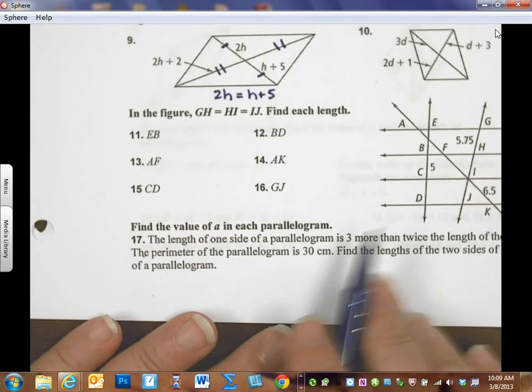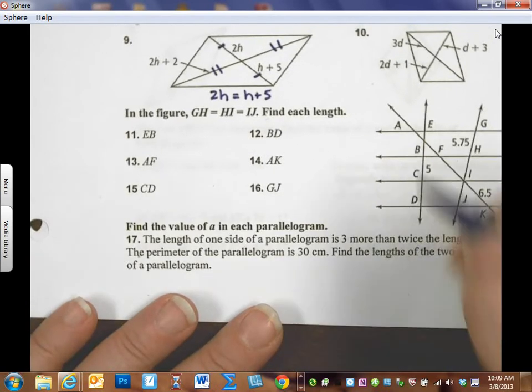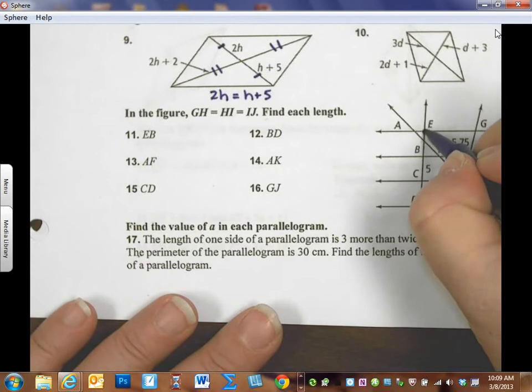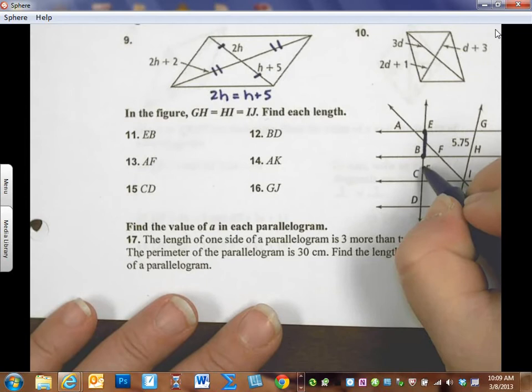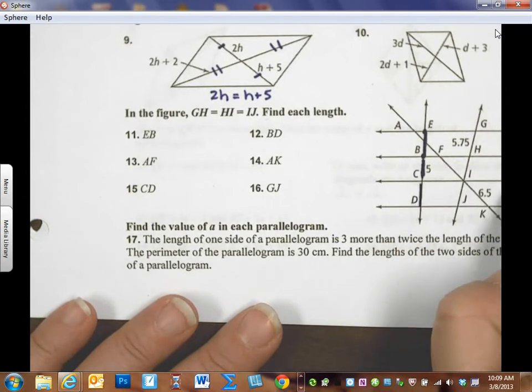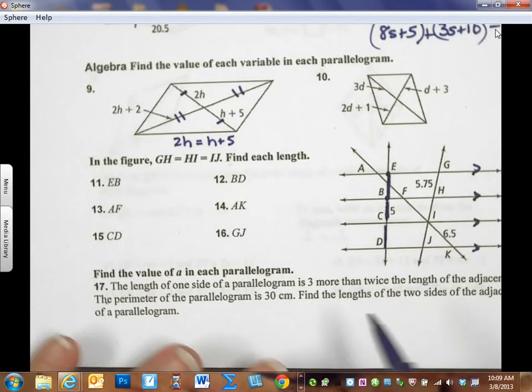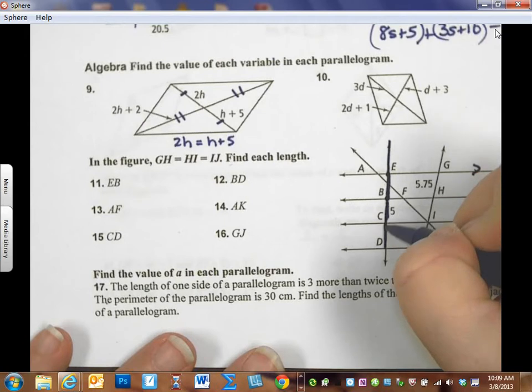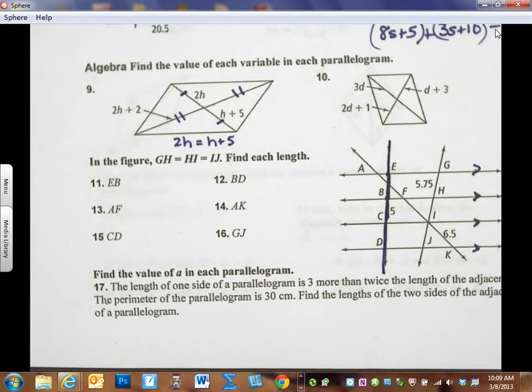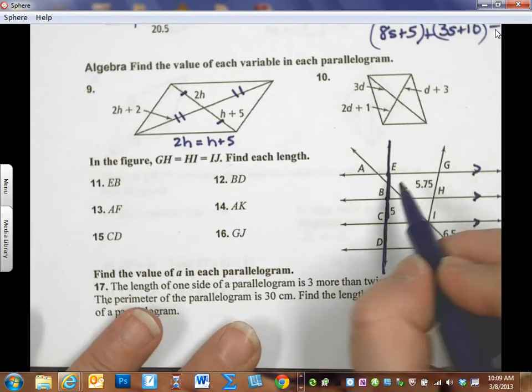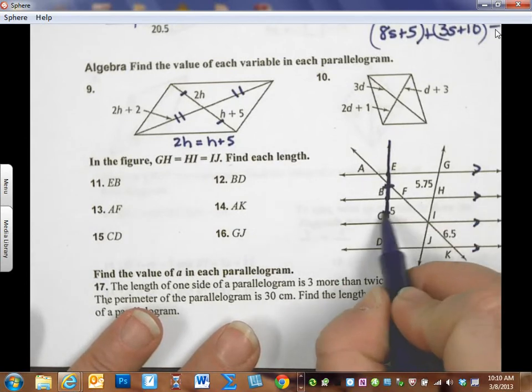Looking down here at these parallel lines, we talked about this a while ago, but I want to hit it again. Each of these sections is going to be congruent, because all of my lines are parallel. All of these lines are parallel. So this transversal is cut equally. And so this piece is going to equal this piece, and it's going to equal this piece.